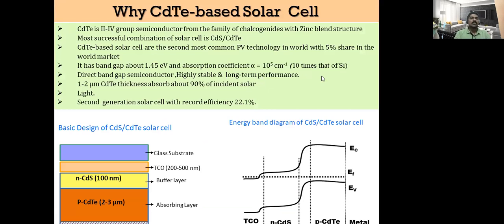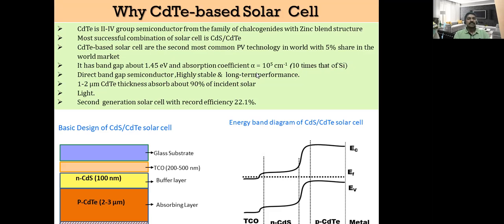So these are some advantages of the CdTe solar cell. It is a group II-VI semiconductor, from the chalcogenide family with zinc blende structure. The most successful combination for the solar cell is CdS-CdTe. CdTe solar cell is the second most common photovoltaic technology in the world, with a 5% share of the world market. It has a band gap of about 1.45 electron volt and the highest absorption coefficient, 10⁵ centimeter inverse, which is 10 times greater than silicon.